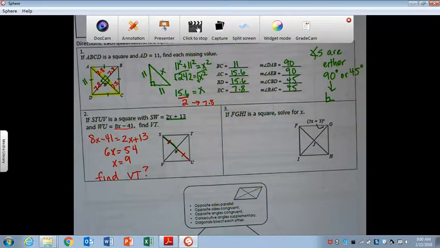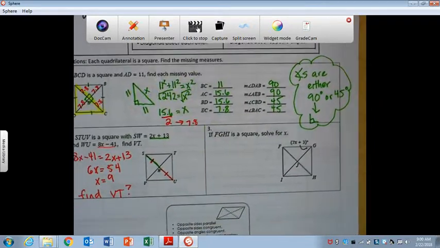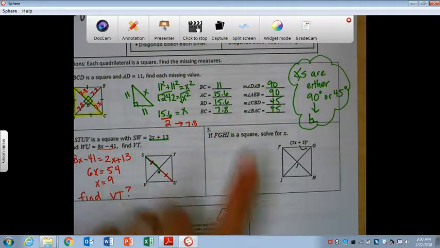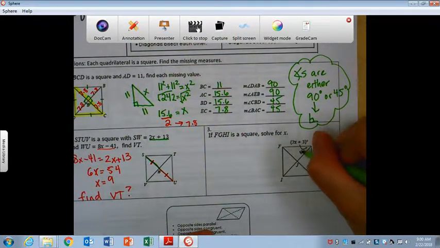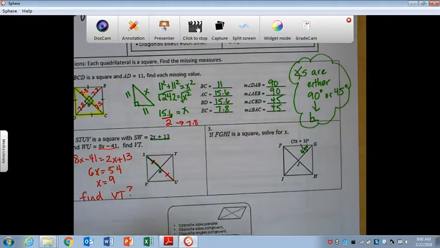The last example. Let me remind you again, angles are either 90 degrees or 45 degrees. So it says if FGHI is a square, solve for x. You know that's going to be 45, right? So now, go ahead and solve for x.